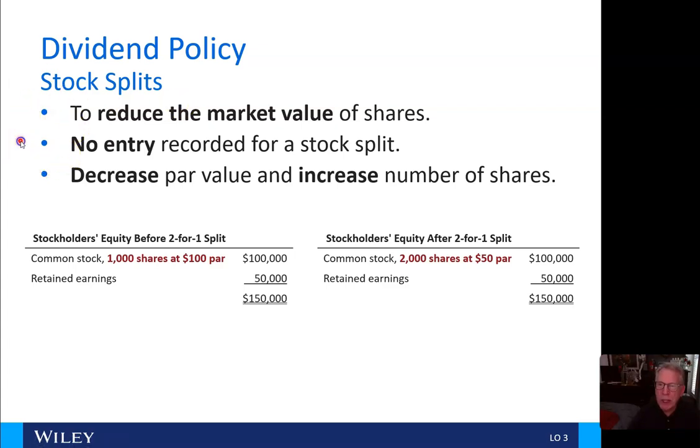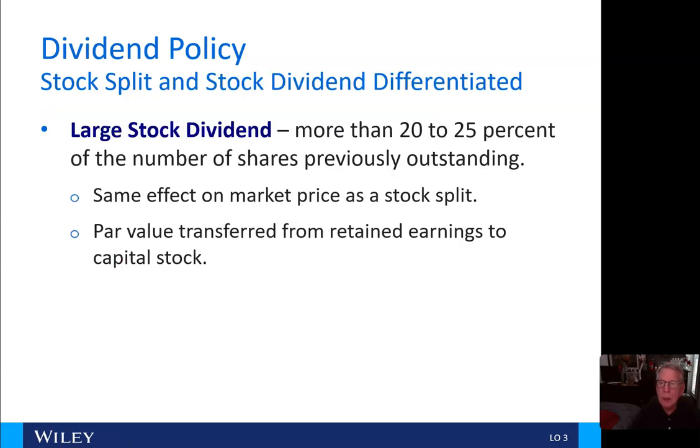Okay, there's no entry recorded for a stock split. It decreases the par value and increases the number of shares. So, again, stockholders' equity is not affected by a stock split. As you see here, 150,000 and 150,000. The number of shares goes from 1,000 shares at $100 to 2,000 shares at $50, representing the same $100,000 when we have a 2-for-1 split.